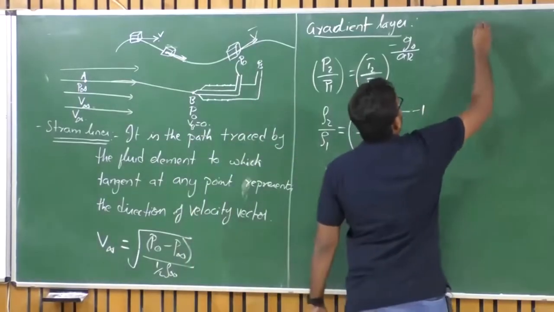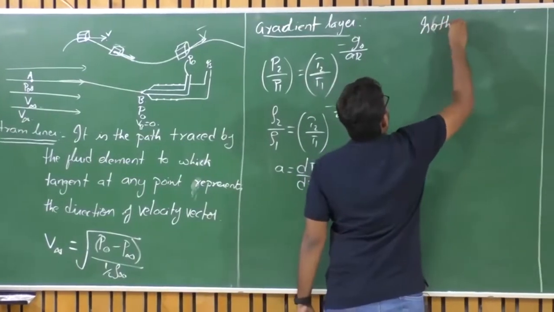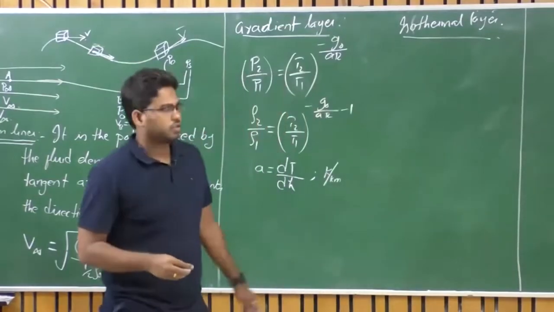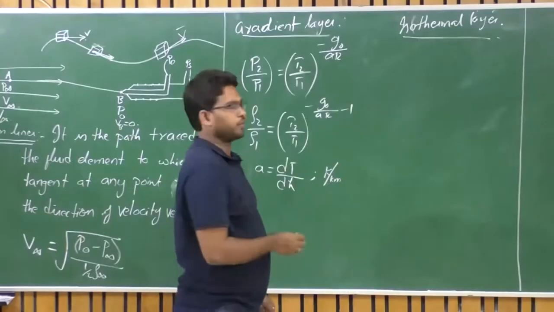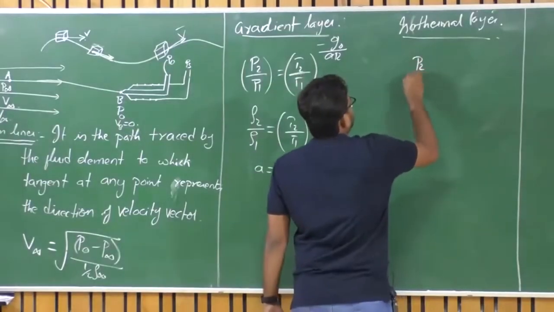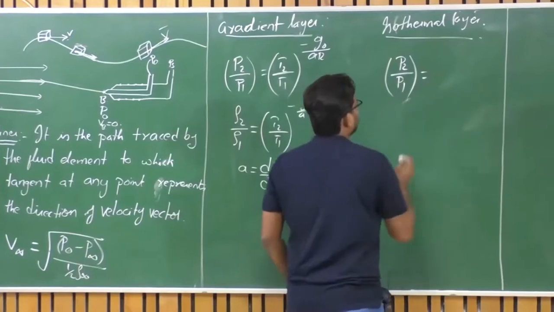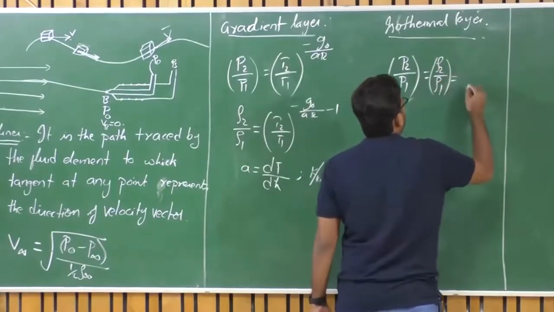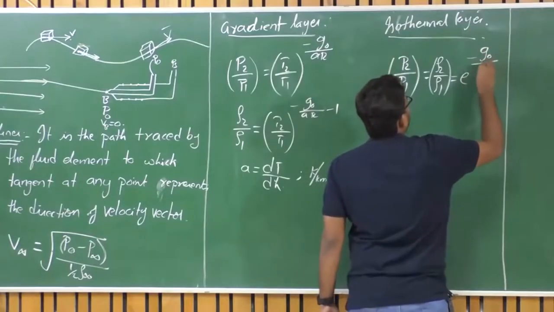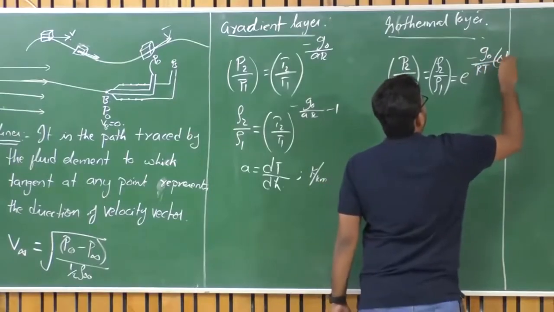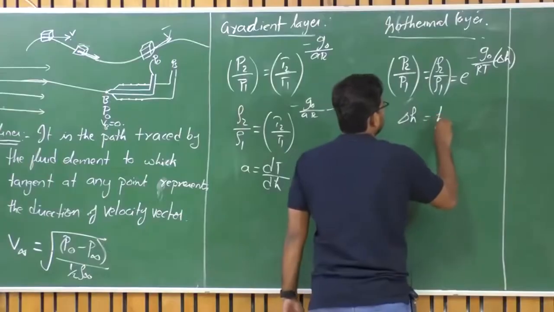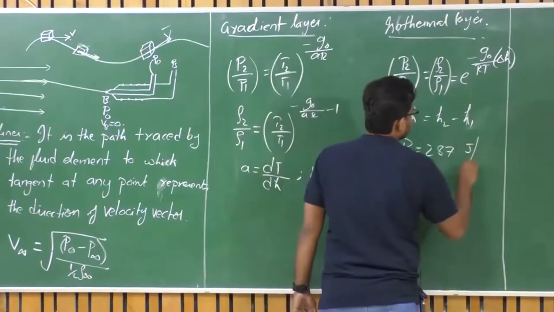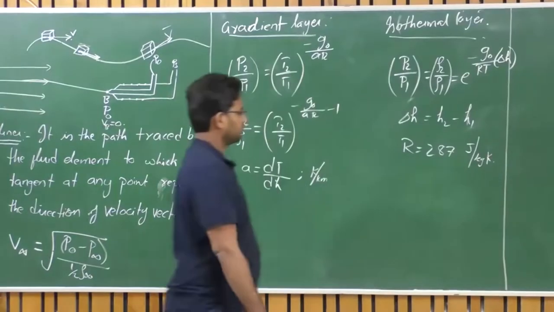And also we have come up with isothermal layer equations, where there are constant temperature zones, in which we assume the temperature remains almost constant in that particular layer. For any two points in that isothermal layer, we can relate using these equations, e raised to the power of minus G naught by RT times delta H, with delta H equal to H2 minus H1, and R equal to 287 joule per kg Kelvin for air.